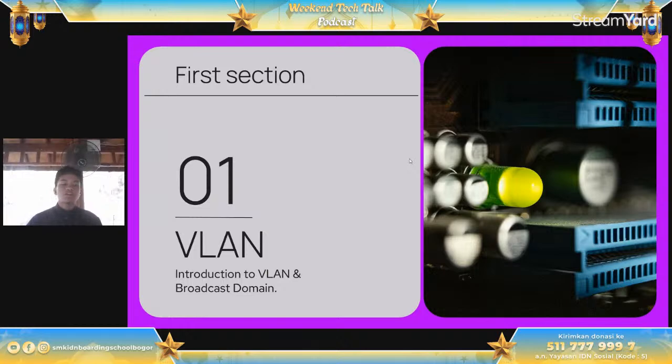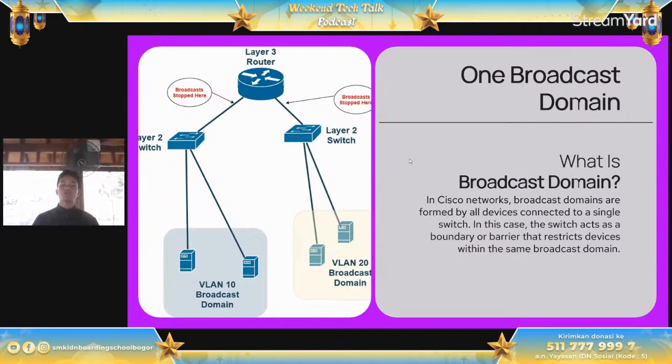So we will discuss the introduction: what is VLAN and a broadcast domain. So what is a broadcast domain? Broadcast domains are formed by all devices connected to a single switch. In this case, a switch acts as a boundary or barrier that restricts devices within the same domain. So all devices connected to one switch are, by default, in the same broadcast domain.